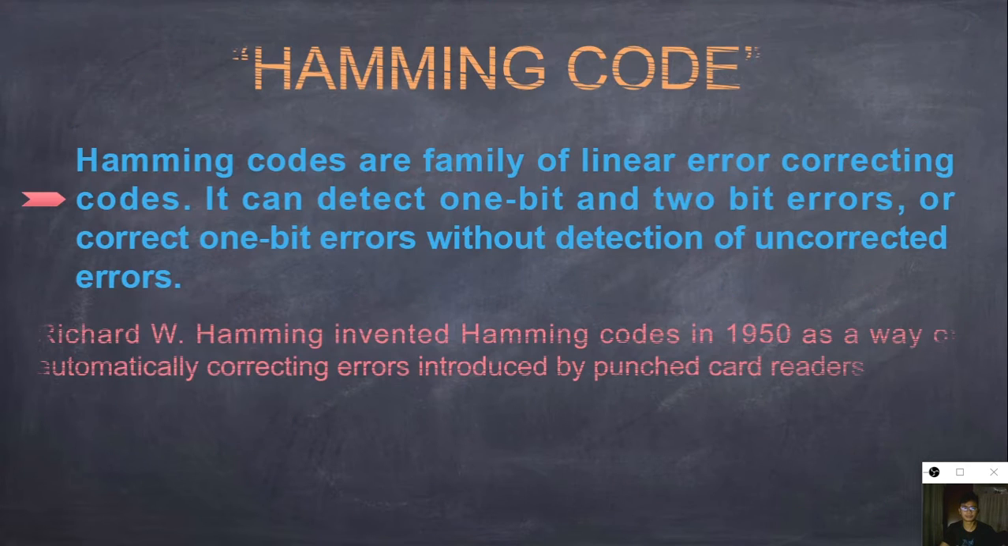In this presentation, we will talk about Hamming code. Here is the short definition of Hamming code. Hamming codes are a family of linear error correcting codes. They can detect 1-bit and 2-bit errors or correct 1-bit errors without detection of incorrect errors. Hamming code was invented by Richard W. Hamming in 1950 as a way of automatically correcting errors introduced by punch card readers of its time.